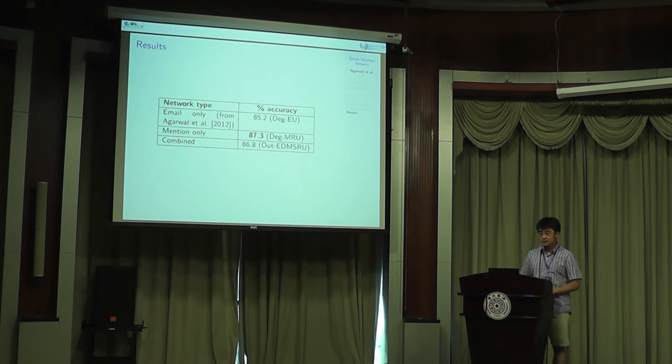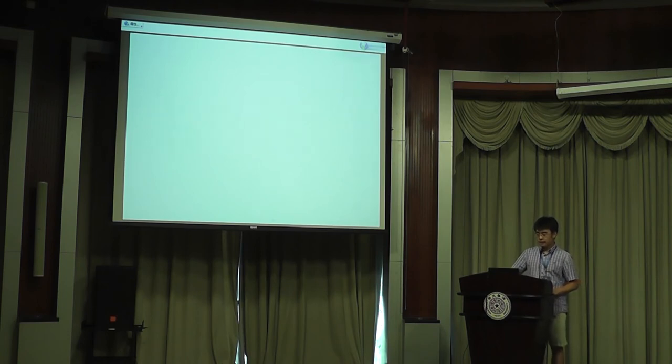And interestingly, if we combine the two networks, email-only network and mention-only network, we actually perform worse than the mention network alone.